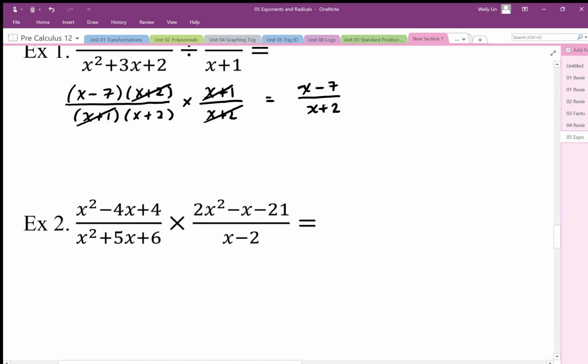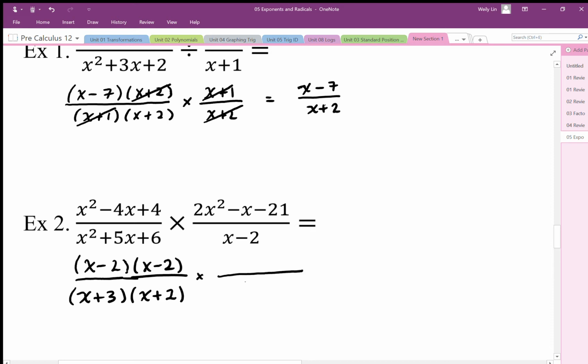Same thing here, I want to state my restrictions. So I'm going to factor first in this case. So I'm going to go x minus 2, x minus 2. On the bottom here, it looks like I have x plus 3, x plus 2. Okay, so all the times are on top where I want them. All the divides are on the bottom where I want them.